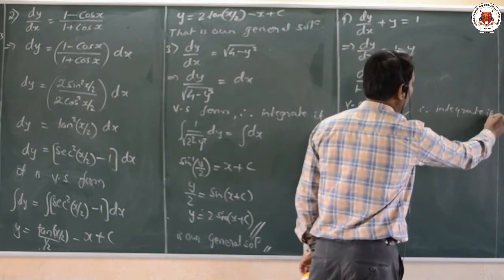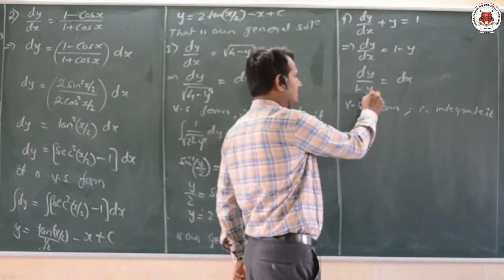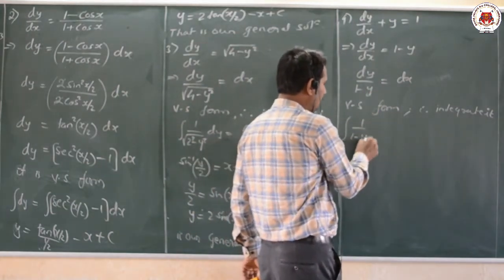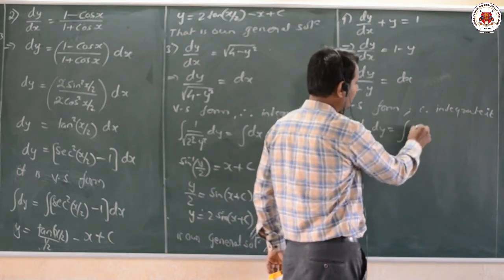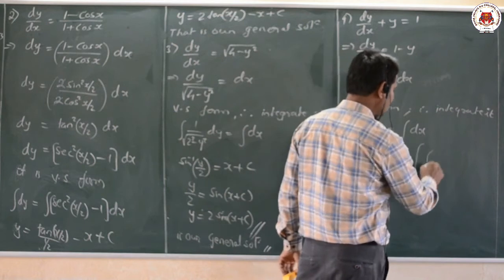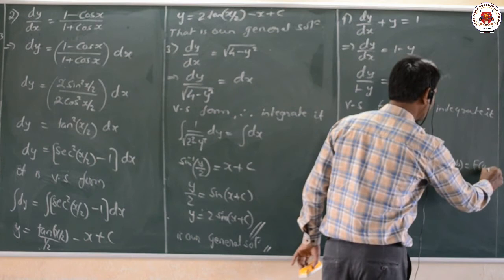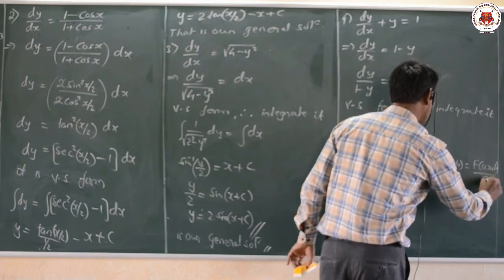Integrate it to find out what? The general solution here. What happens here? That means integration of 1 divided by 1 minus y dy is equal to integration of dx. Okay, here one formula we are having: integration of f of ax plus b is equal to capital F of ax plus b divided by a.